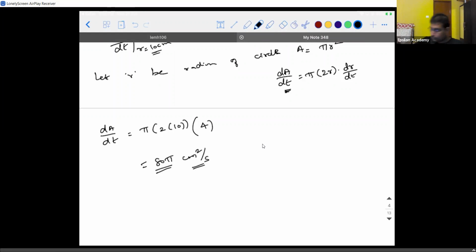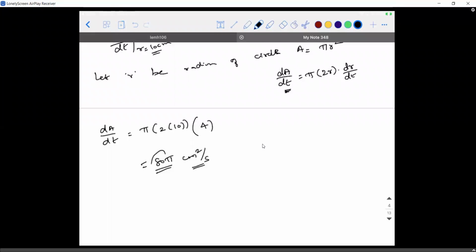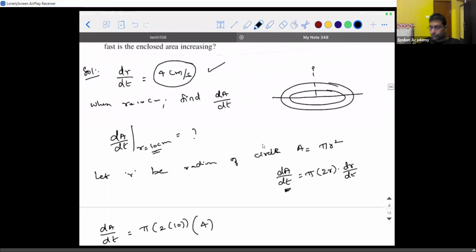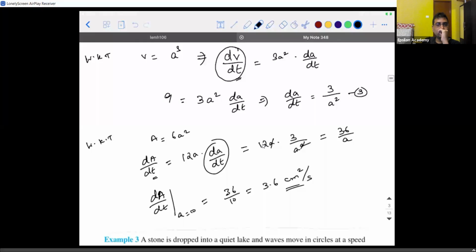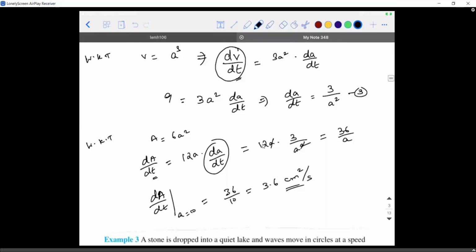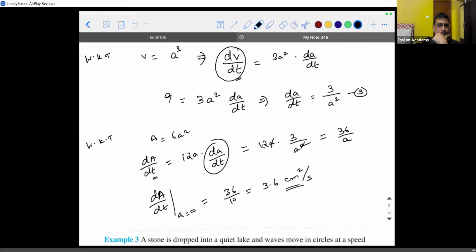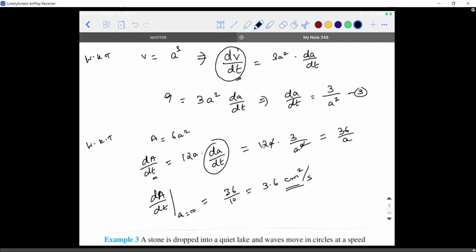Clear? Yes. Sir, I have a doubt in the previous question. Yeah, please. Why didn't we substitute the value of r equal to 10 earlier, like in equation 3? You could have done that. Nothing wrong. We can substitute whenever we want.